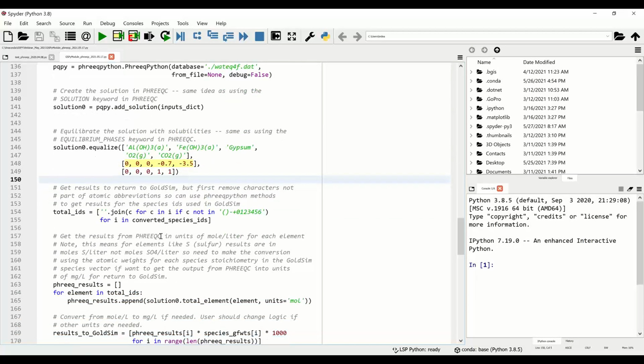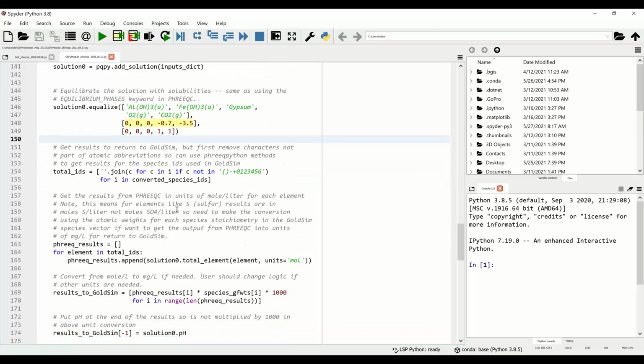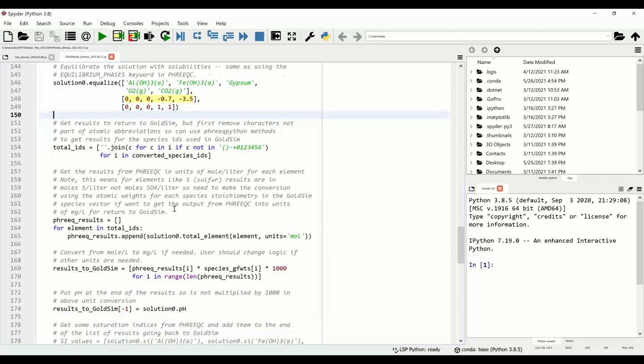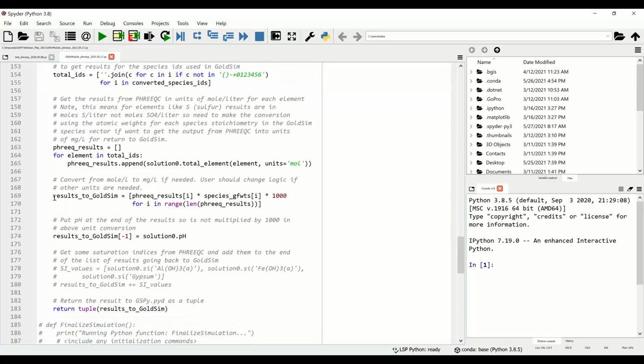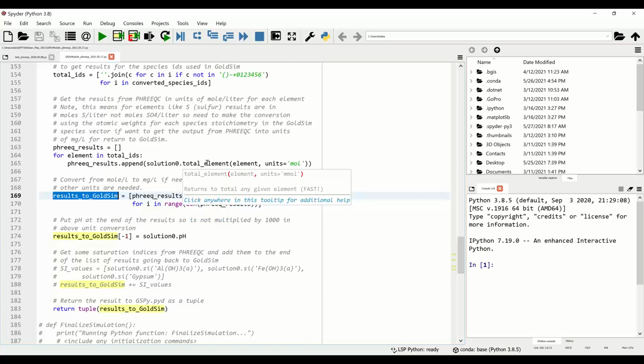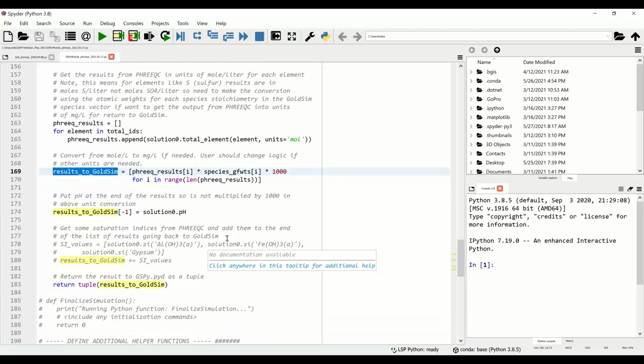The next bunch of lines are converting the return values from Phreeqc back into something that we can send to GoldSim. And so finally down here, the results are going to GoldSim. We've got a couple of lines which are just converting the molar concentrations for the different elements in our species list back to milligrams per liter. So it's dividing by the gram formula weights, multiplying by 1,000, and then sending them back.